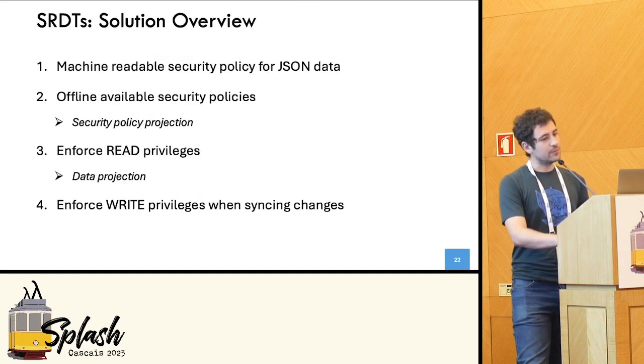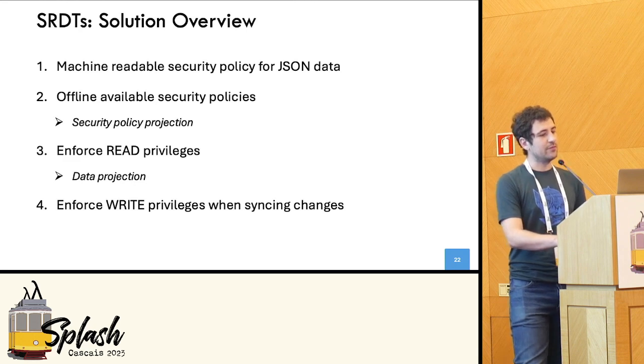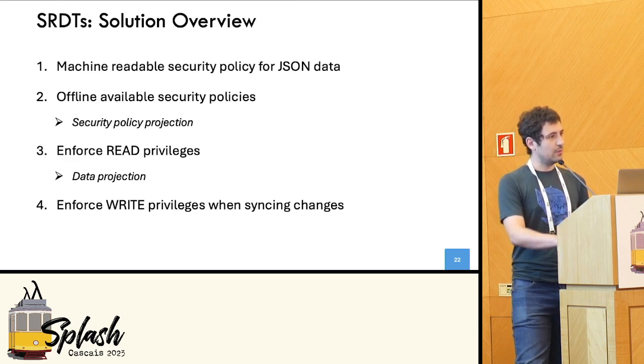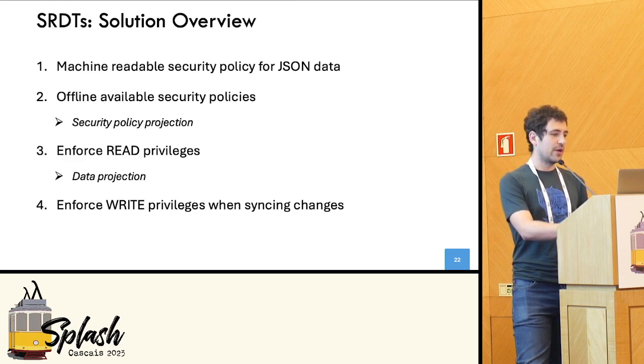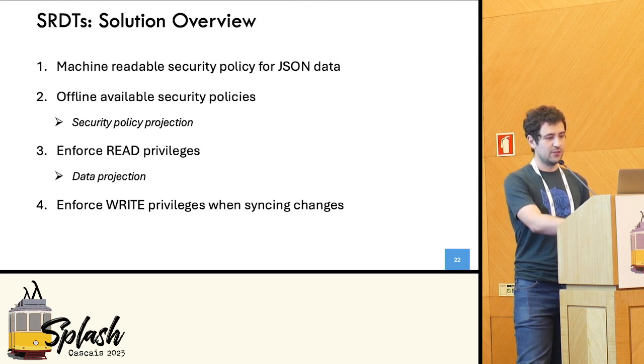For the rest of the presentation, SRDTs can be explained in 4 steps. First, we need some way to specify a machine-readable security policy for JSON data. Next, we need to make the security policy available offline, which we do via security policy projection. Third, we need to enforce read privileges, which we do via data projection. And finally, we need to enforce write privileges when synchronizing changes.